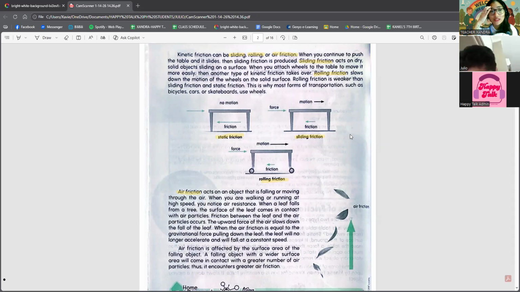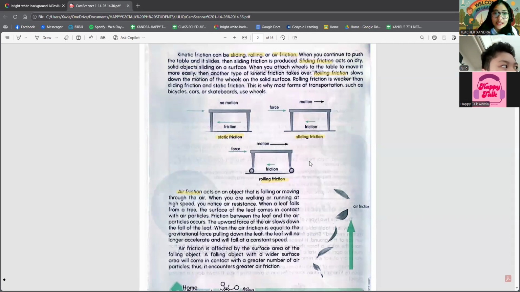Rolling friction happens when something rolls instead of slides. So if you put wheels under the table, it becomes easier to move. Now, the table is moving easily. The table is rolling, not sliding.